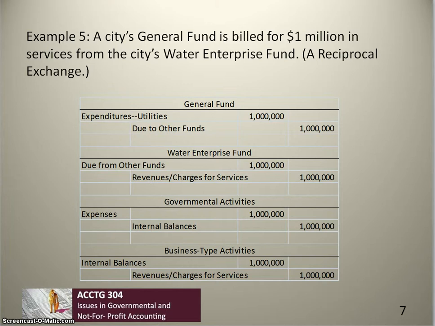Again, because the general fund is a governmental fund and the Water Enterprise Fund is an enterprise fund, this is a transaction between the governmental activities and the business type activities, and we need to make an entry in those activities. So in this case, for the governmental activities, the use of the water is an expense, and the payable to the business activities is recognized using the account internal balances. In the business type activities, the receivable from the governmental activities is recognized using the account internal balances. And the revenue is recognized again with a revenue, charges for services, just like it was in the enterprise fund.